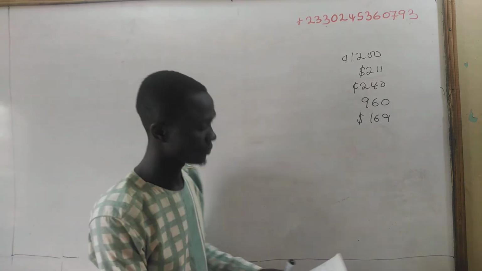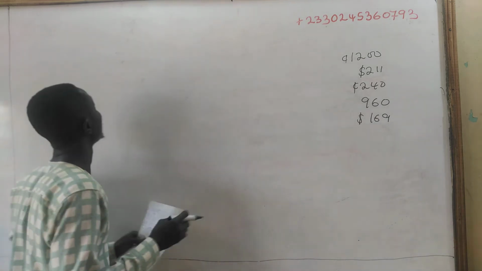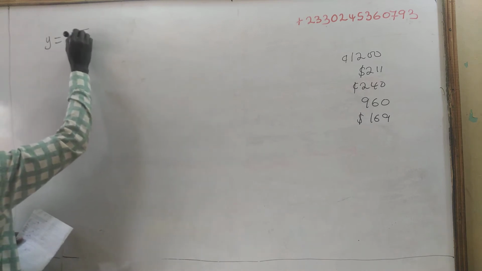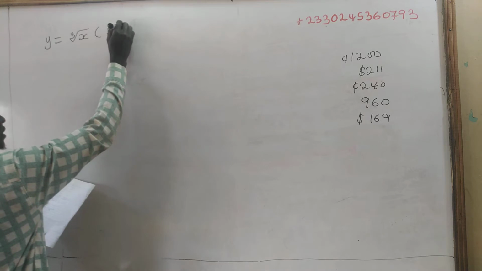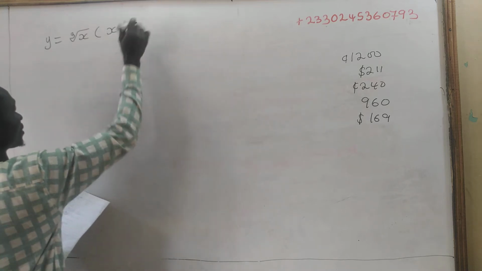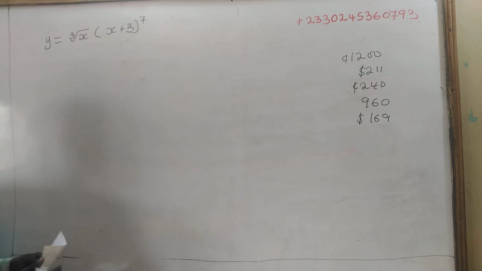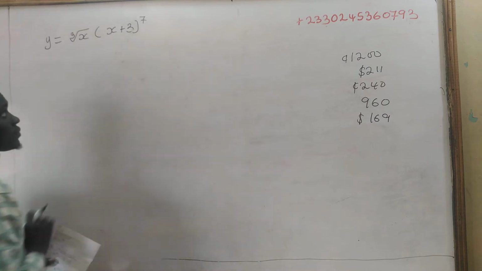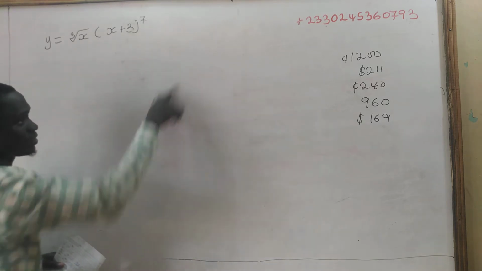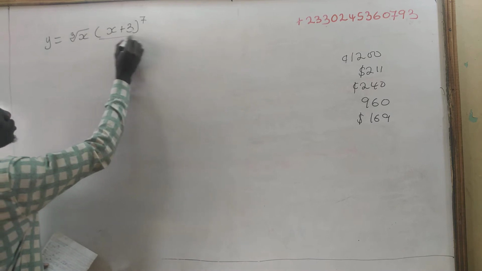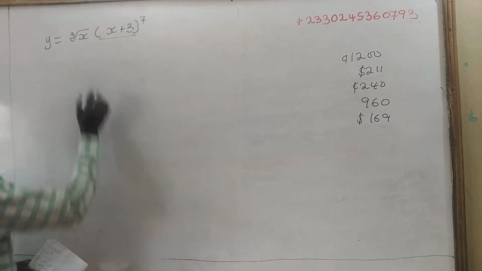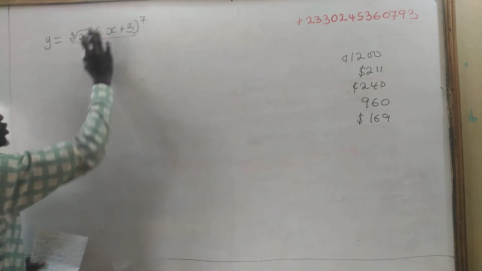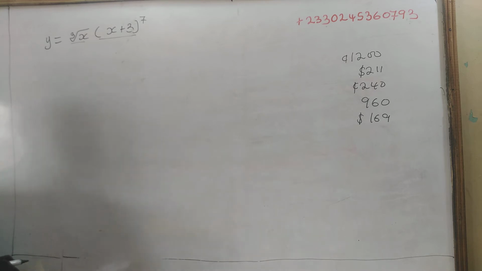So let's take the first example. If I have y equal to cube root of x times (x plus 3) to the power 7, how do I differentiate this? In the first place, you see that this term is multiplying this term. So, do I have to expand this one? No. I can use chain rule to differentiate this, and I can differentiate this one very simply. Then after that, I'll multiply this by that. So, it means I'm going to use product rule.